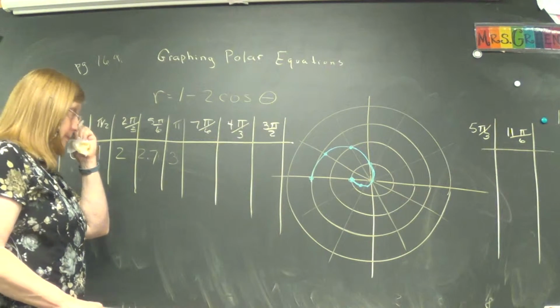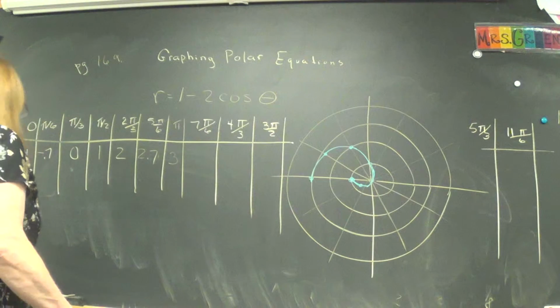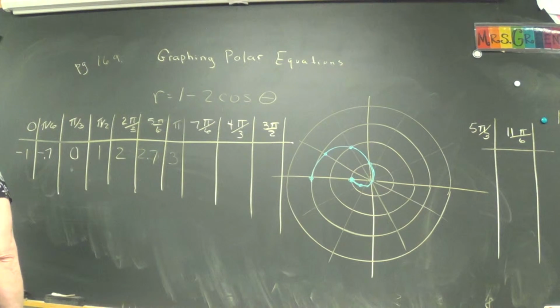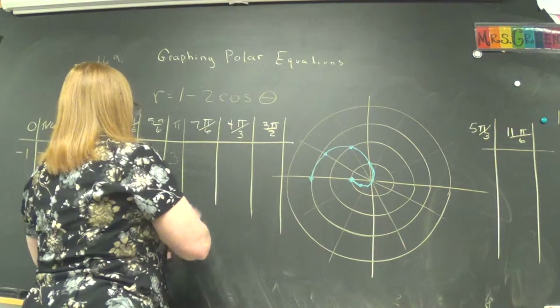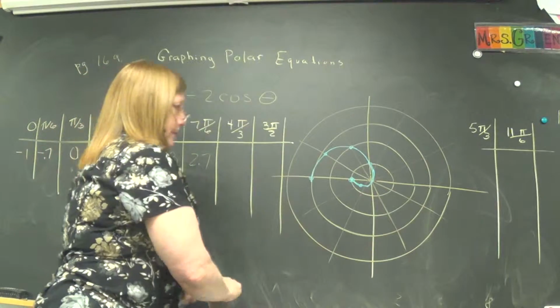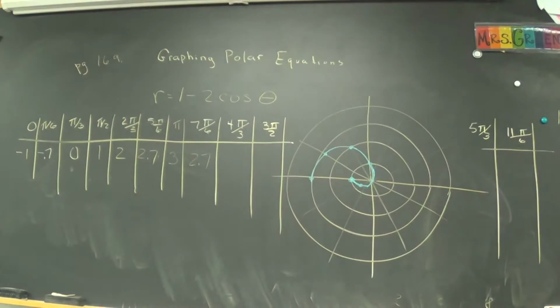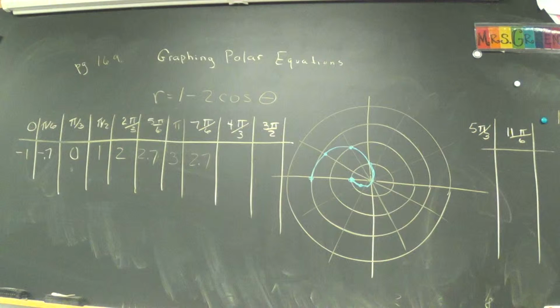Not working? It will in a second. 1 minus 2 cosine of 7 pi over 6. Okay, I got 0.73. Oh, I got 2.7. Let me see how you typed it in. I had to redo it so it's messed up in the middle. Ignore the middle part. 1 minus 2 cosine, I'm assuming.